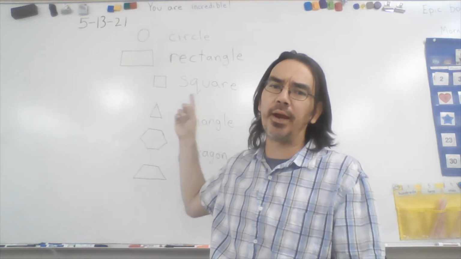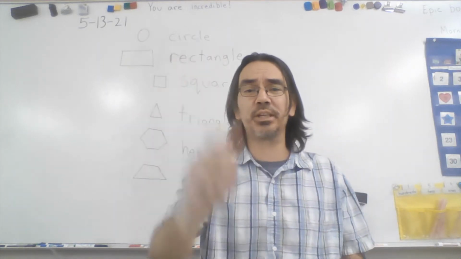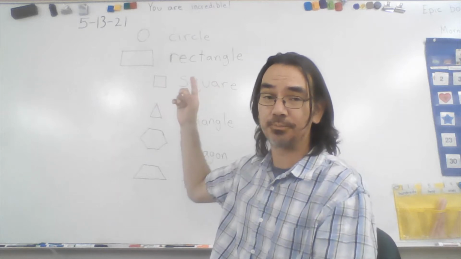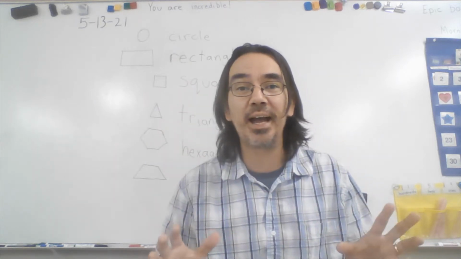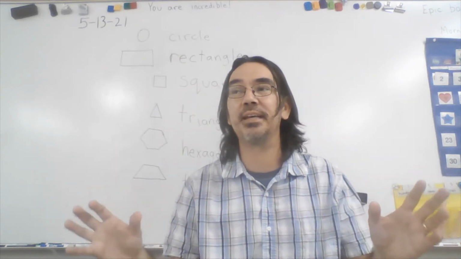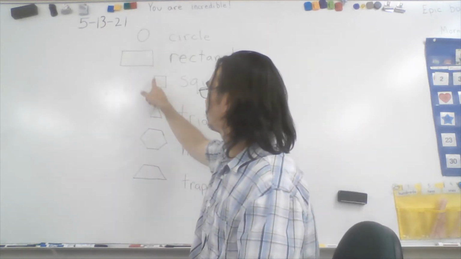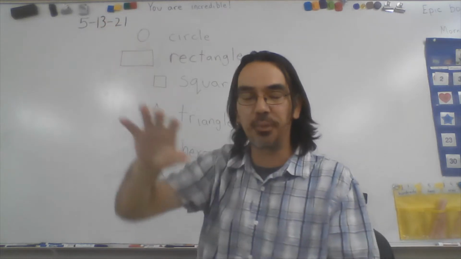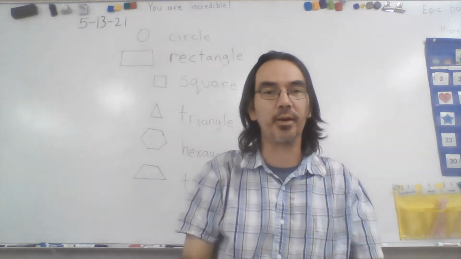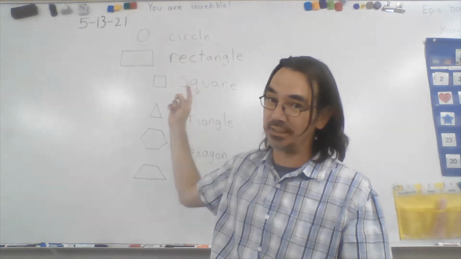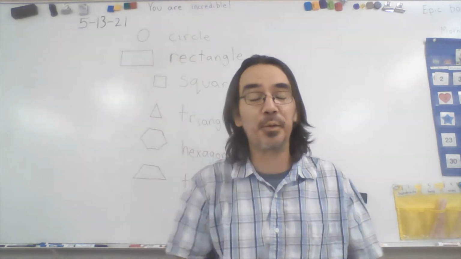It's a square because a square has 4 sides and 4 vertices. But the thing that sets a square apart from the rectangle is that every side of a square is exactly the same length. That's right, it's exactly the same length. Each side, that's what makes it a square. Now, a square is a rectangle, but a rectangle is not a square because of that very reason.